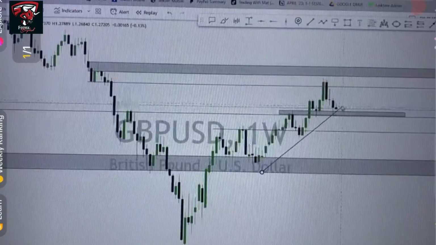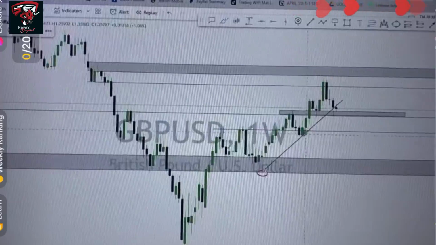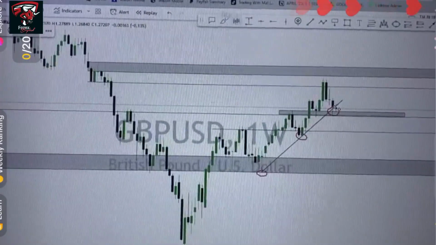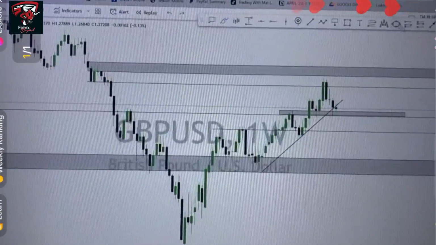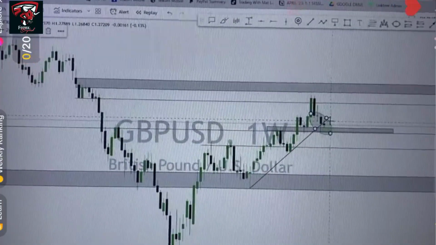Okay, so for now, we are still in this trend. We still have one touch, we still have a second touch, we still have that as a third touch. But I need to understand what the market is doing in this area here. Because let's talk about this for a bit.